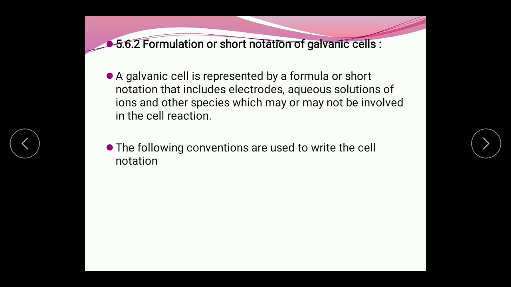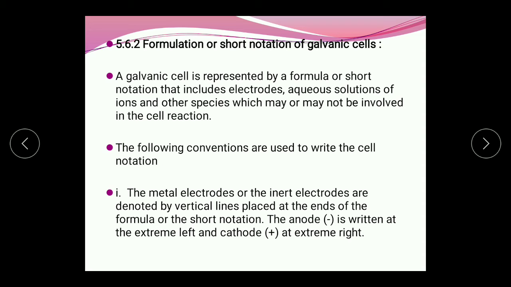So, the first point or the first notation we can say: the metal electrodes or the inert electrodes are denoted by vertical lines placed at the ends of the formula or the short notation. The anode is written at the extreme left and the cathode at the extreme right. This is the first notation. Now let us understand what it actually means.